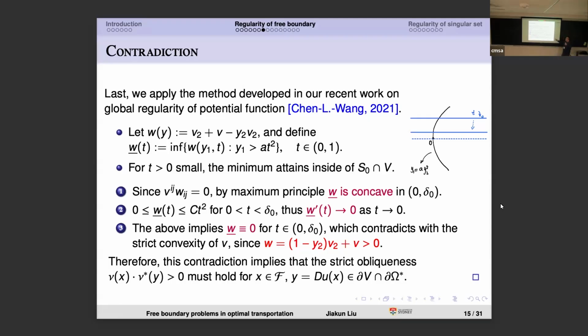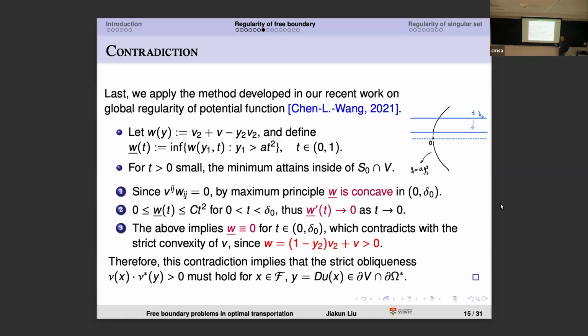One side is due to the maximum principle, the other one is the decay estimate. But such a decay estimate is not trivial. It's very technical, some kind of estimate here. So this w underbar is constantly equal to 0 in a small segment. That gives us a contradiction. Why does it give us a contradiction? Because we know w is actually strictly positive due to the strict convexity of the function v. So that's how the contradiction comes from.